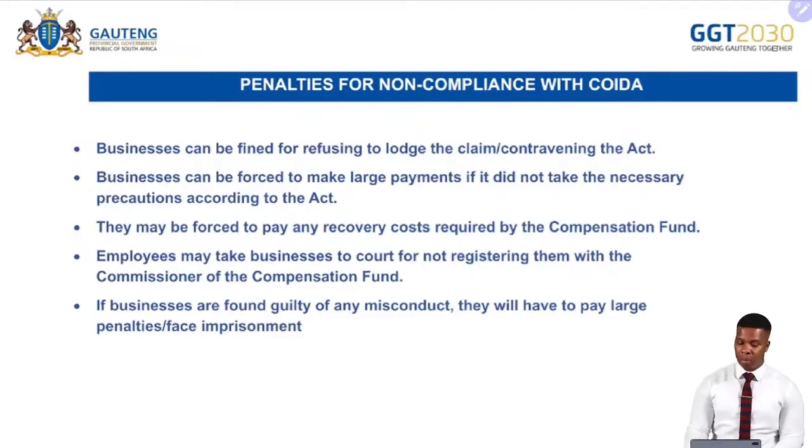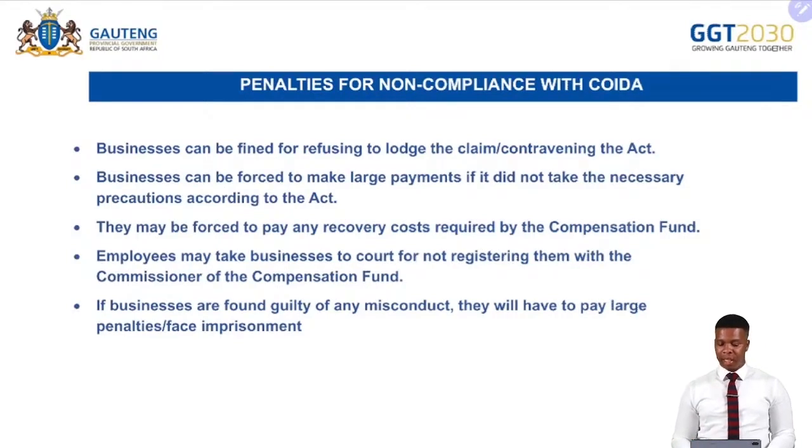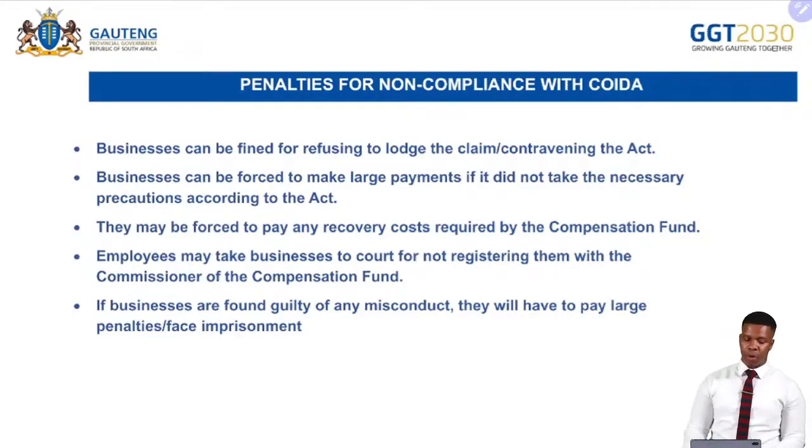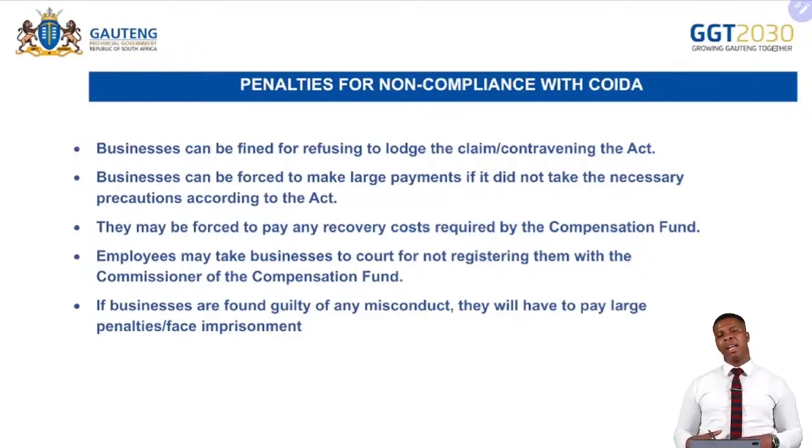So businesses can be fined for refusing to lodge the complaint or contravening the act. And then businesses can also be forced to make large payments if they did not take the necessary precautions according to the act, meaning the act now promotes further the issue of safety by making sure that precautionary measures should be there, instructions should be there on how to use the machines that might be dangerous. The machines cannot be used by anyone who doesn't have the skills or competencies to use that particular machine.